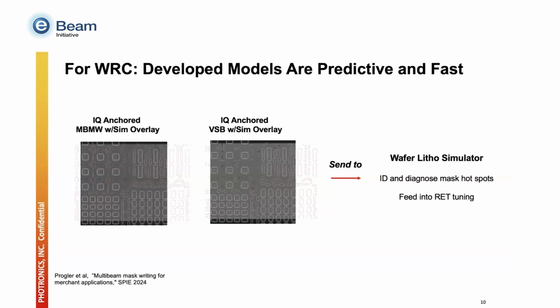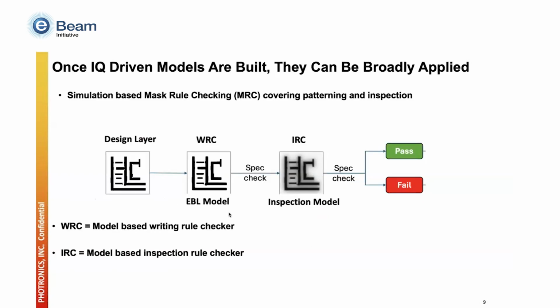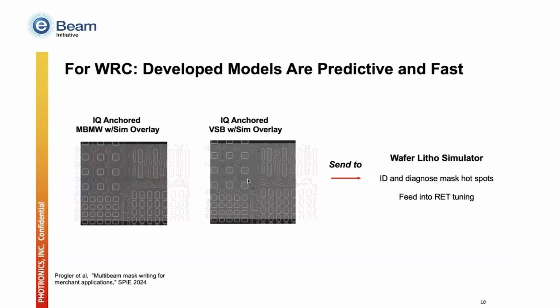And this just shows two examples of that, just overlaid simulation contours on top of the mask for a multi-beam written mask and a VSB written mask. They're not quantitative in this picture anyway, but we were able to get close enough match where we feel we can do a reliable prediction and use that model in a mask rule check. And so for that first case, it's relatively straightforward. We can run the simulation we generated with the contour-based anchoring. Then we can send it through to a wafer litho simulator, and that will allow us to directly correlate the mask image quality to what's going to be a hotspot problem on the wafer.